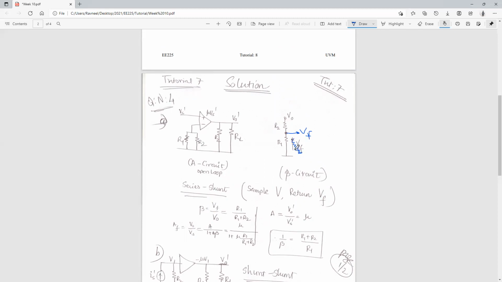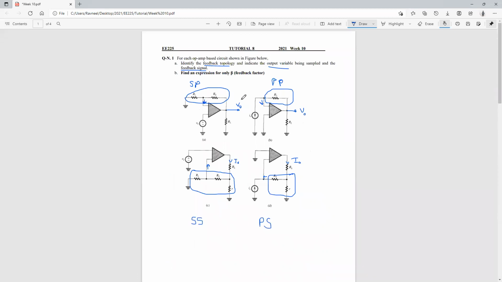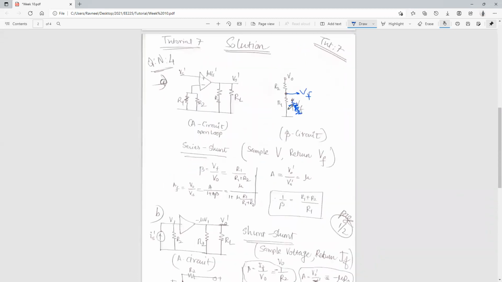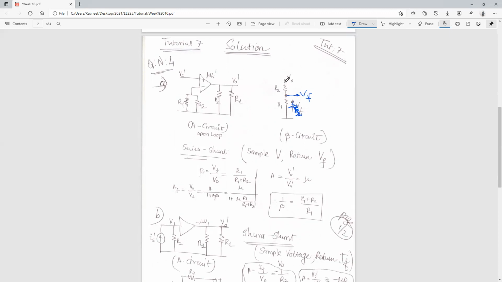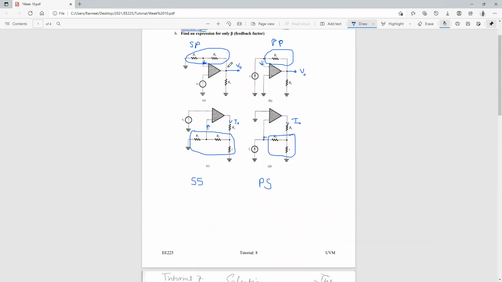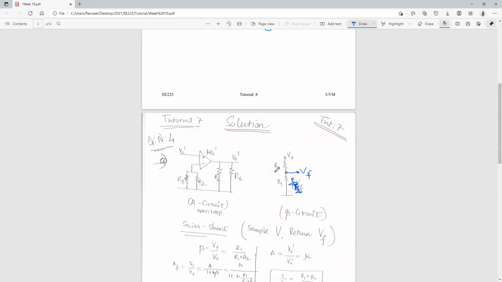Let's ignore this, this is incorrect actually. This is the symbol that we should be having. Your feedback is at this particular point, in between R2 and R1. In between R2 and R1 you have the feedback point, and the output is after R2. So this is the beta circuit we have. Your input to this beta circuit is V out, your output is VF.